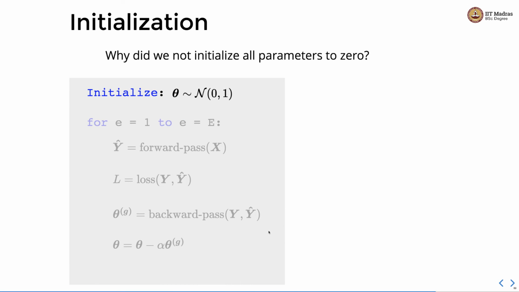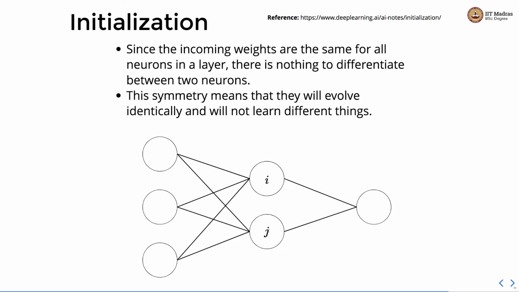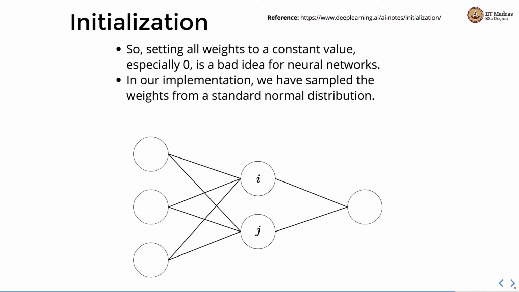So the question is, why did we not initialize all parameters to 0? This is an important point, and let's try to understand if we initialize all parameters to some constant value. Since the incoming weights are the same for all neurons in a layer, there is nothing to differentiate between two neurons. This symmetry means that we'll evolve them identically and will not learn different things if we initialize all of them to a constant value. So setting all weights to a constant value, especially 0, is a bad idea for a neural network. That's why in our implementation, we have sampled the weights from a standard normal distribution.